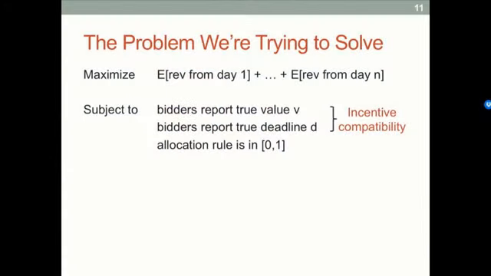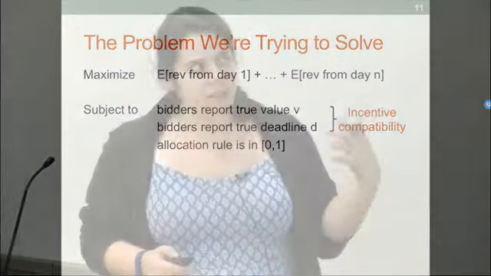Okay. So what's the problem we're trying to solve? We want to maximize our expected revenue from customers with each deadline. Here I'm saying day instead of deadline, but I mean the same thing. We want customers to report both their true value V and their true deadline D over any other value or deadline. These are those incentive compatibility constraints. And we also need the allocation rule to be feasible. It's a probability of being served, and so it should be in 0 to 1. Okay.